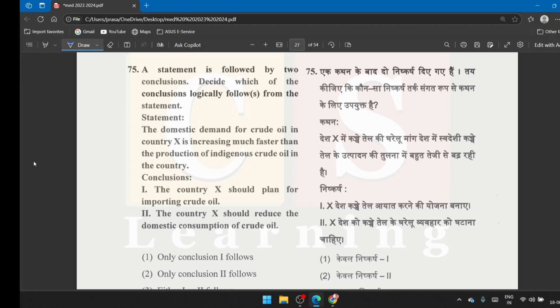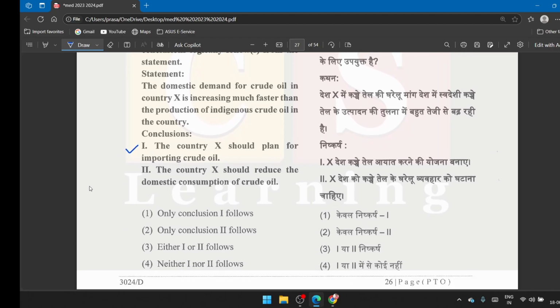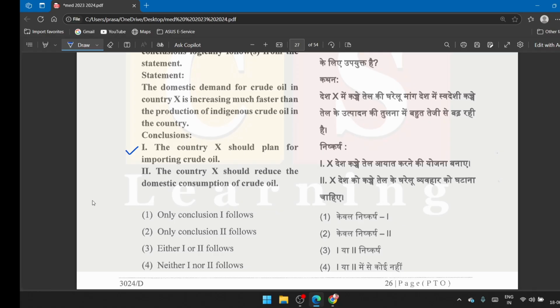जितनी प्रोडक्शन हो नहीं रही है उससे ज्यादा डिमांड जो है वो बढ़ रही है. ठीक है, the country X should plan for the importing crude oil. Yes, कर सकते हैं. The country X should reduce the domestic consumption of crude oil. तो यहाँ पे इधर 1 और 2 will be the answer. अगर आप इंपोर्ट कर रहे हैं तो रिड्यूस करने की जरूरत नहीं है, और अगर आप रिड्यूस कर रहे हैं तो इंपोर्ट करने की जरूरत नहीं है. इधर 1 और 2, यहाँ पे बोथ नहीं होगा क्योंकि एक अगर कर रहे हो तो दूसरा करने की जरूरत नहीं है. तो यहाँ पे हो जाएगा ऑप्शन 3.